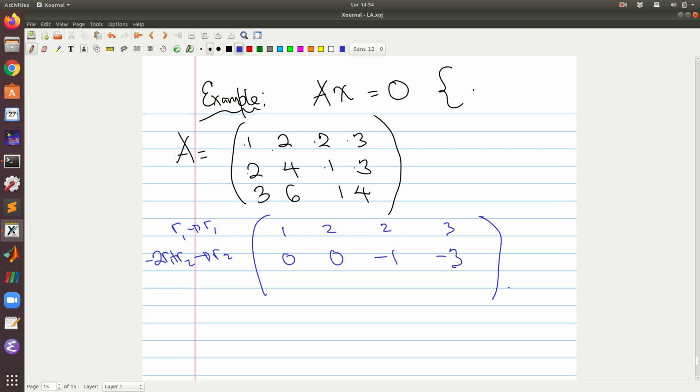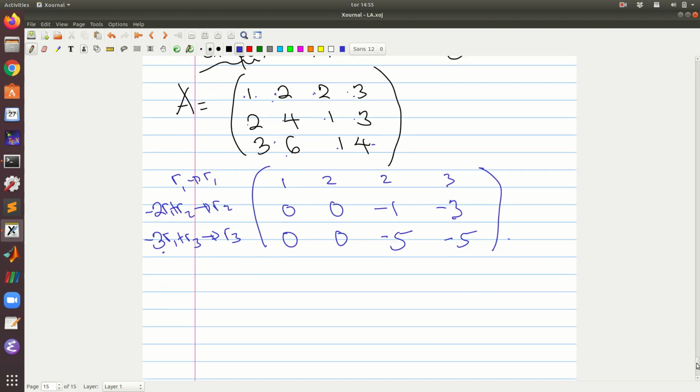And then what do we put in row 3? We are going to put negative 3 times row 1 plus row 3, and put the result in row 3. Multiplying by negative 3 and adding, we have 0, 0, then negative 6 plus 1 is negative 5, and negative 9 plus 4 gives negative 5. I hope I'm not making any mistake. Okay, great.